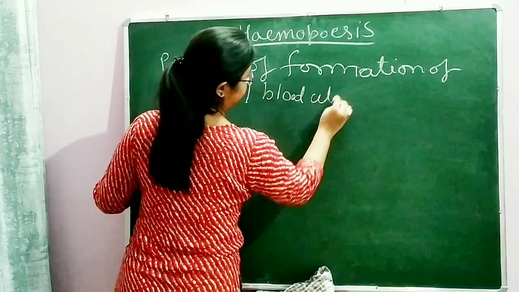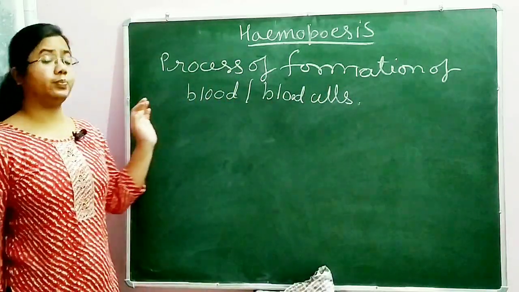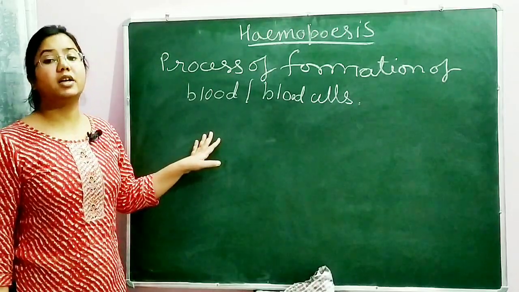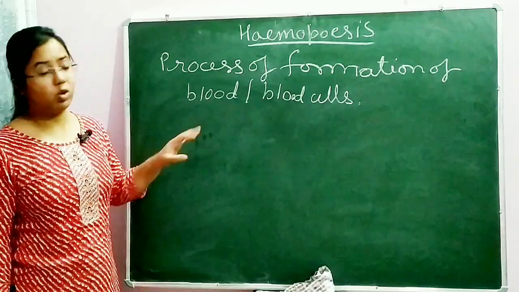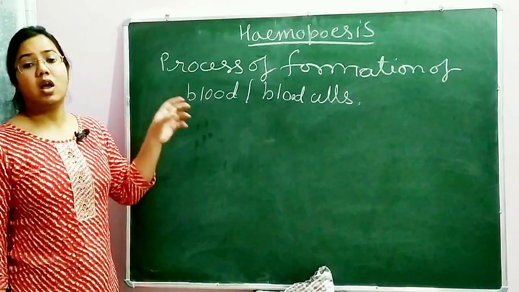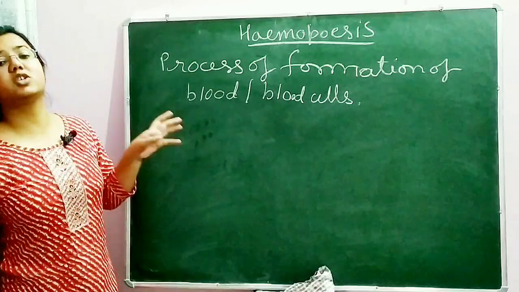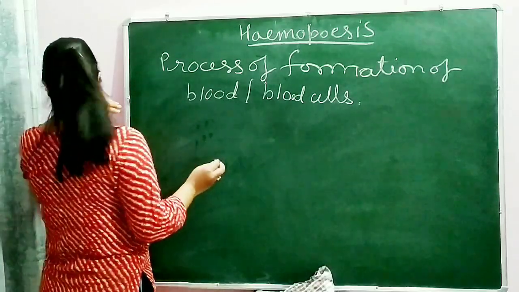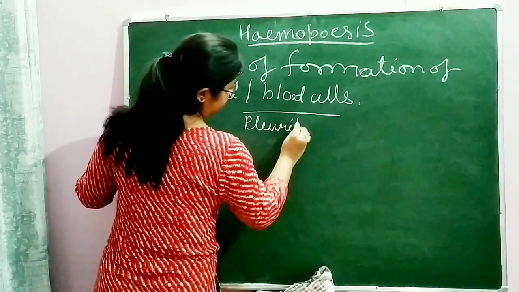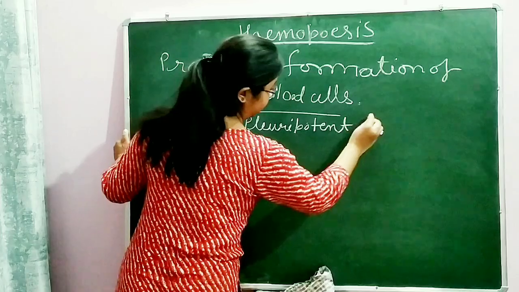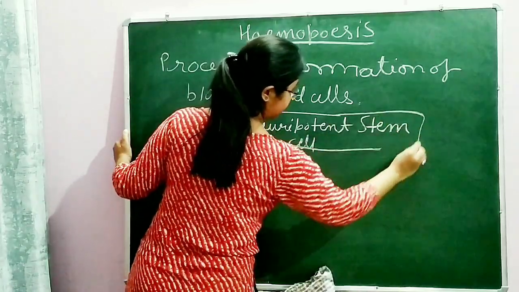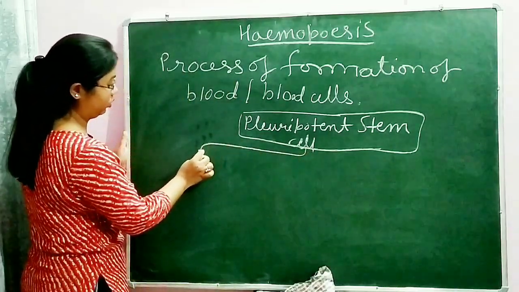Now, in haemopoiesis, the first common cell is the pluripotent stem cell. What is a pluripotent stem cell? A stem cell is a cell which can further divide and differentiate into other kinds of cells. So first is the pluripotent stem cell.